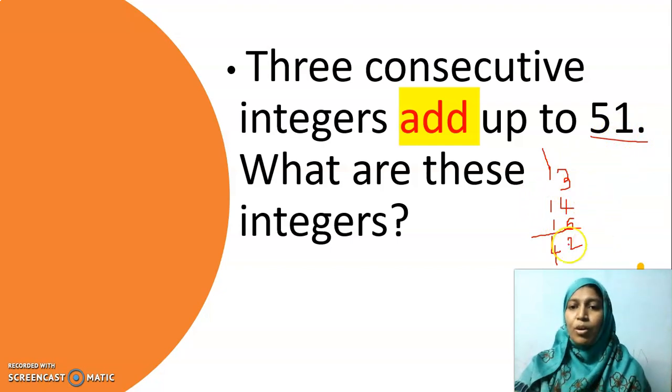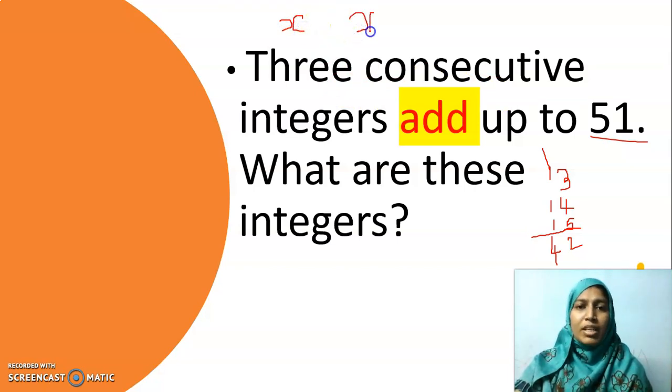Will you keep on trying like this till you get 51? How many times should I keep on trying? To make it simple, we have simple equations. For 3 consecutive integers, you take the first number as x. What will be the next number? Surely it will be 1 plus that x, so x plus 1. If I take 13 as the first number, the next number is 13 plus 1, and the third is 13 plus 2. So the third consecutive number is x plus 2.